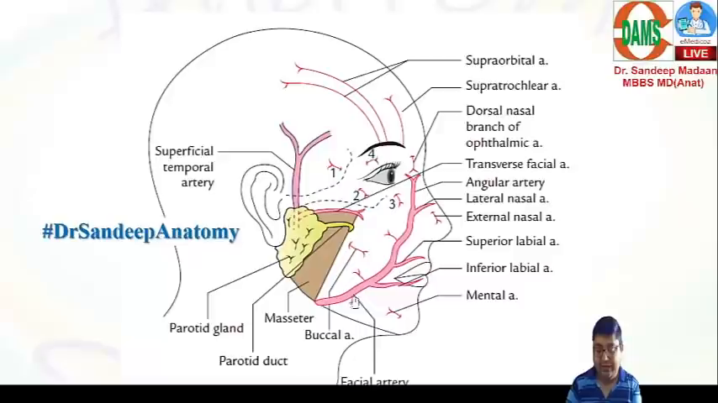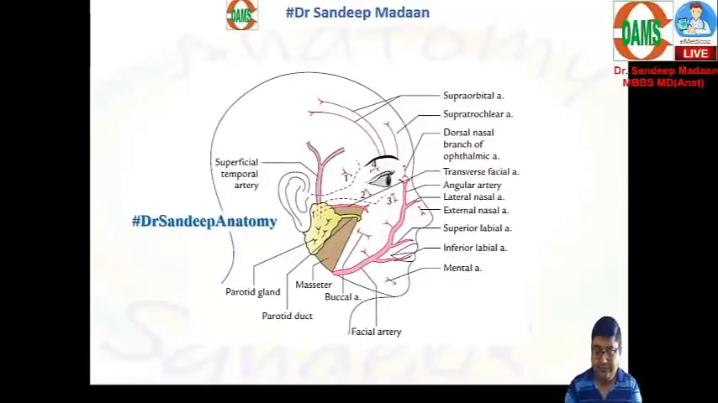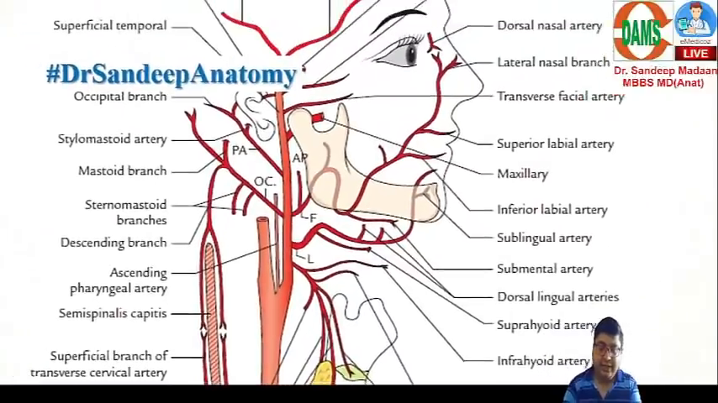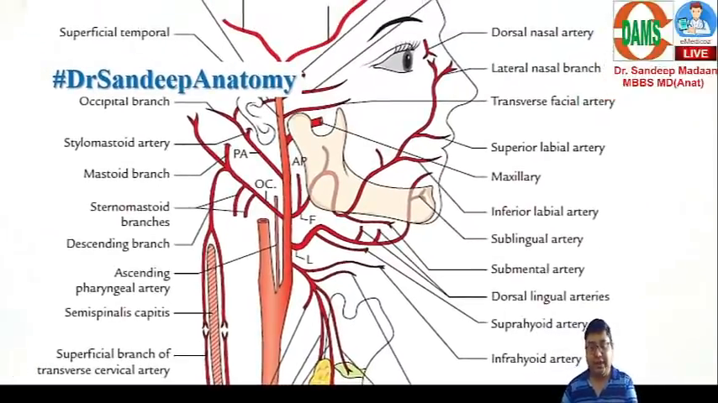So here these branches are the branches on the face. But looking at the facial artery, it is not giving branches only on the facial part. It does have the cervical part as well. So let me now describe the whole course of the facial artery. So here what you can see is that the facial artery takes origin from the external carotid artery. It's an anterior branch of external carotid artery.